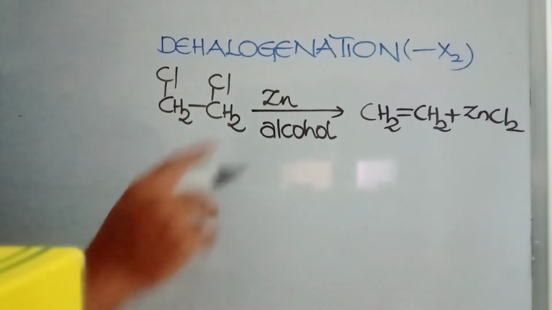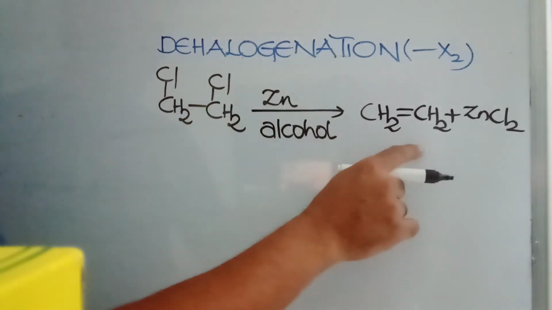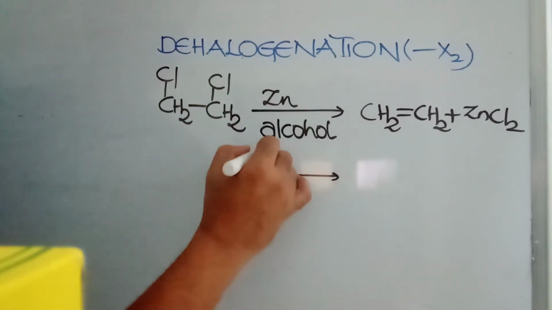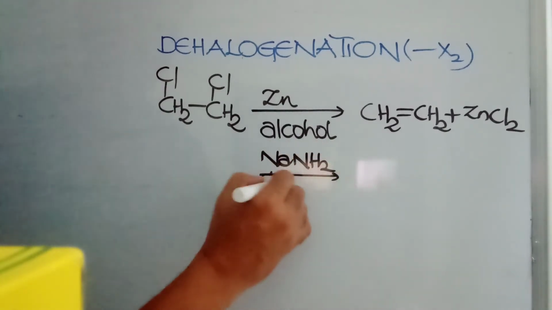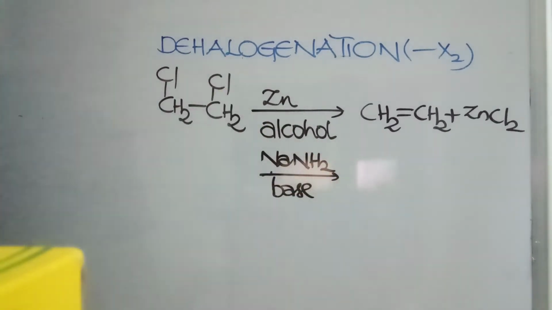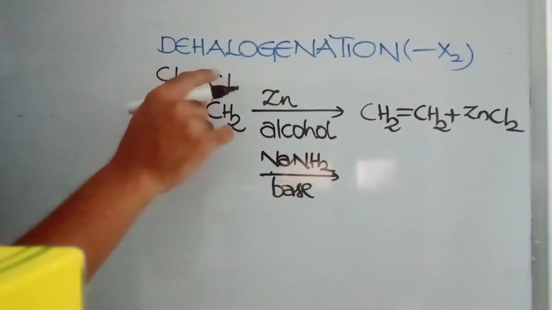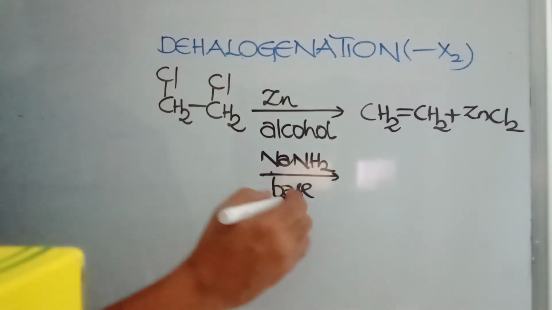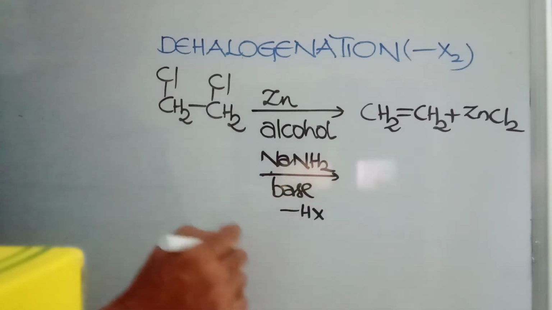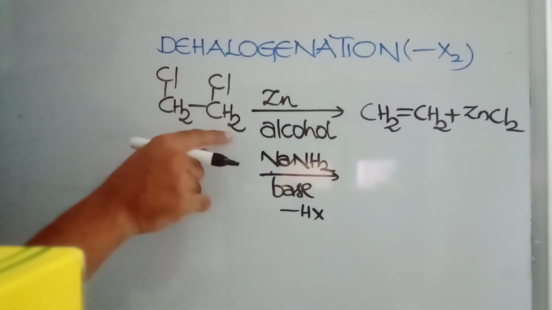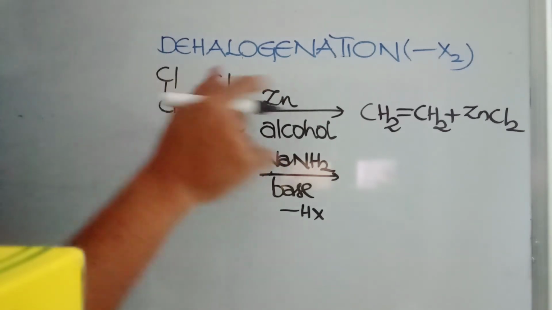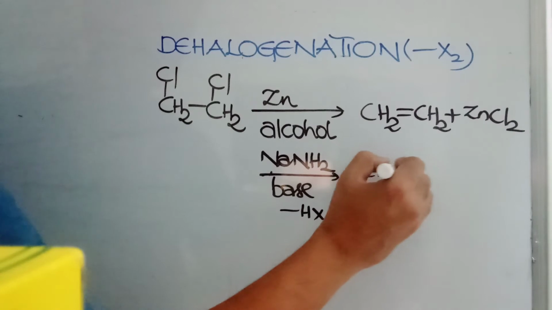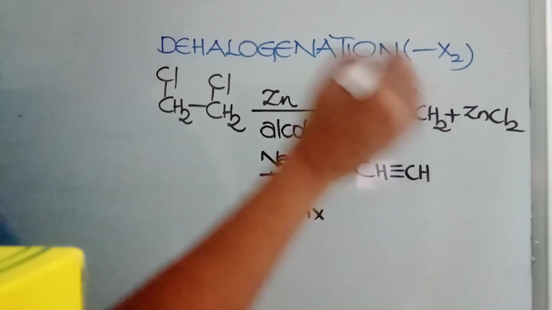See carefully. If it is zinc and alcohol, you are getting this one. If I am using another base, NaNH2, which is a strong base, then instead of dehalogenation, this will go for dehydrohalogenation. Chlorine from here, hydrogen from this carbon will go as HCl. At the same time, hydrogen and chlorine will go, and finally you are getting CH triple bond CH.